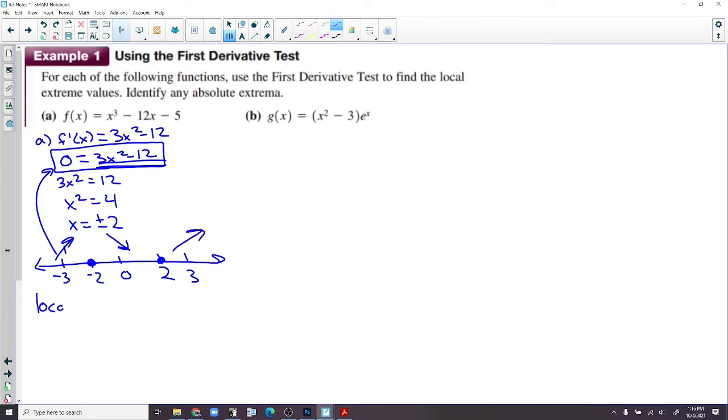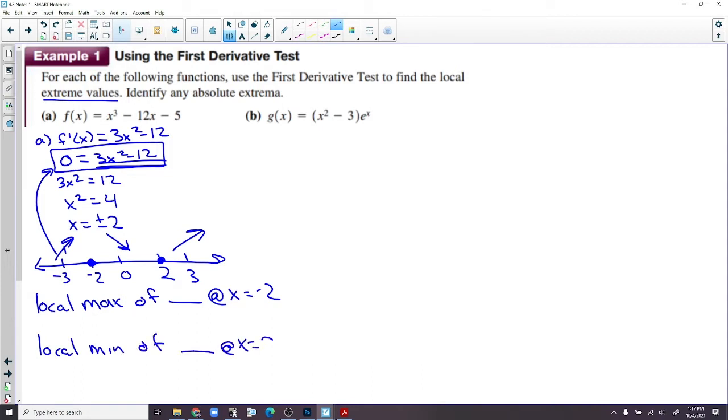So we have a local maximum of, and it says identify, let's find the local extreme values. So we need to plug that in, and we can even say at x equals negative 2, even though it doesn't really ask where. And then we have a local minimum of something at x equals 2. Now I know this is a maximum because the function increases and then decreases. In other words, the first derivative goes from positive to negative, and then the derivative goes from negative to positive.